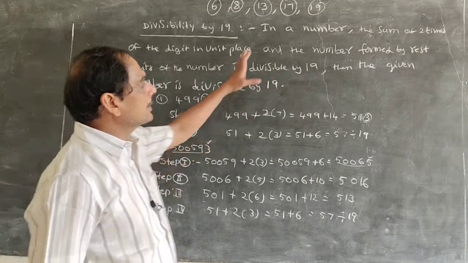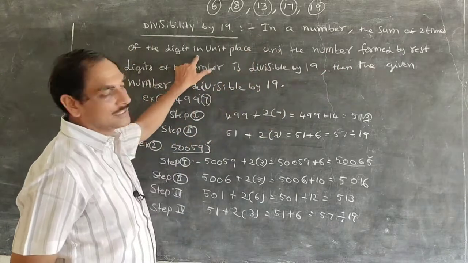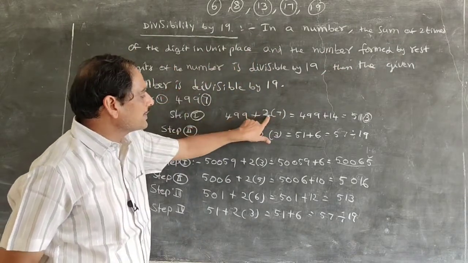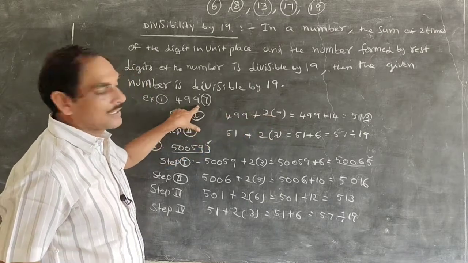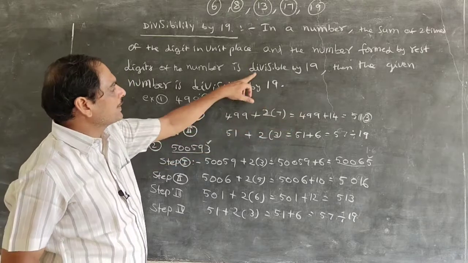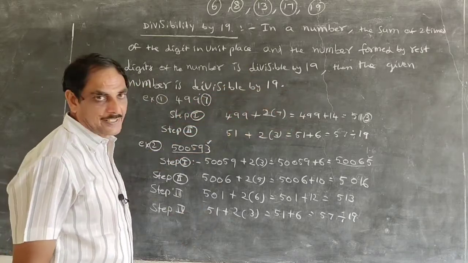In this rule, if we take any number, the sum of 2 times the digit in the unit place and the number formed by the rest of the digits of the number is divisible by 19, then the number is divisible by 19. These are the 2 examples.